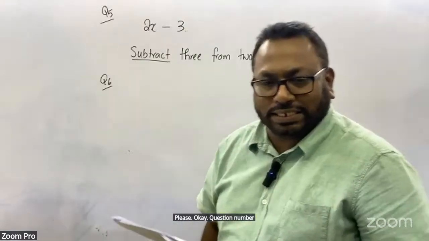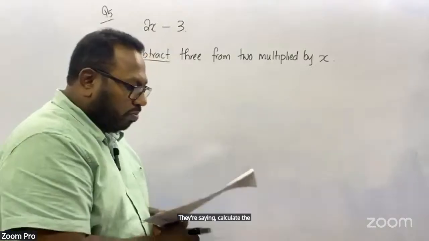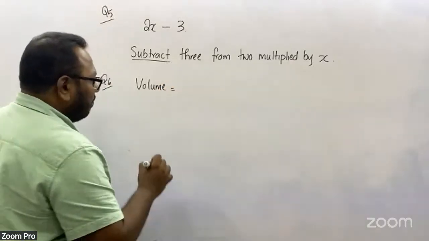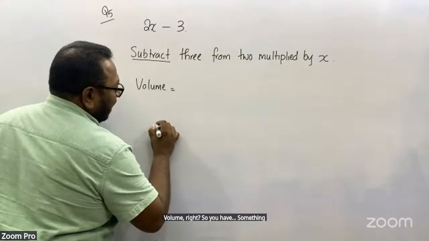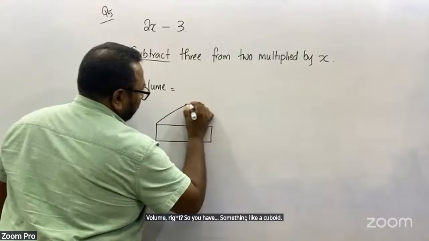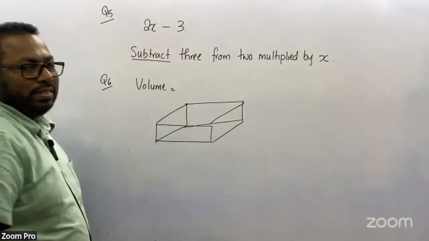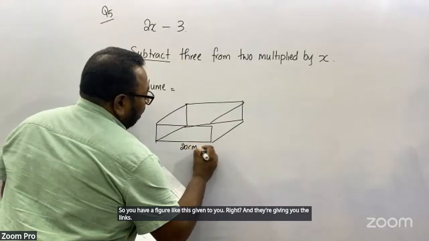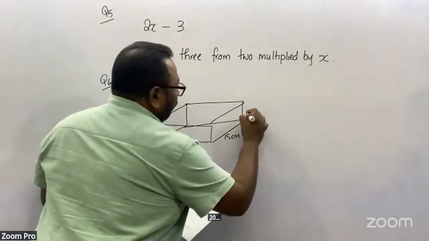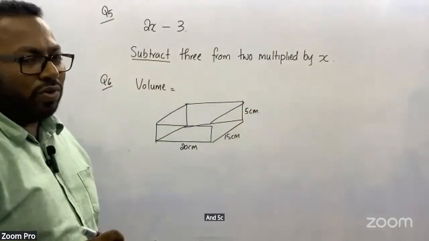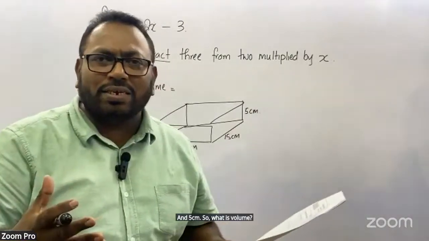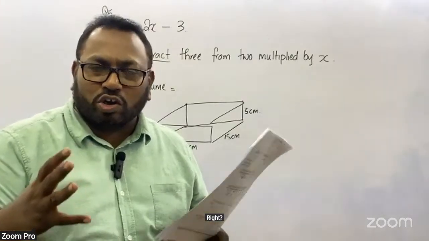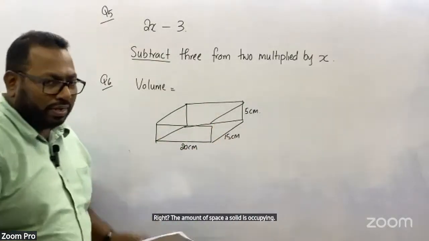Question number 6. They're saying calculate the volume. How do you calculate volume? So you have something like a cuboid figure, a figure like this given to you, and they're giving you the lengths 20, 15, and 5 centimeters. So what is volume? The amount of space a solid takes. That's what we call a volume. The amount of space a solid is occupying is called the volume.